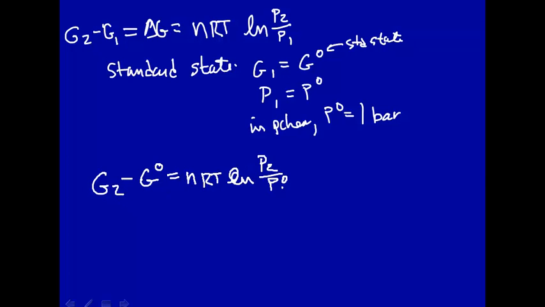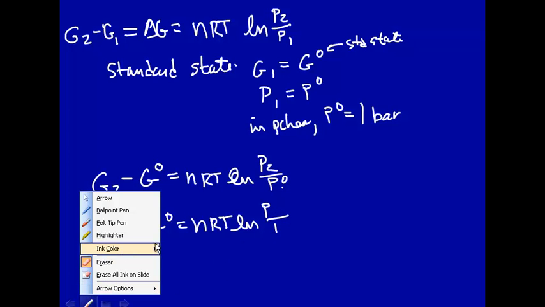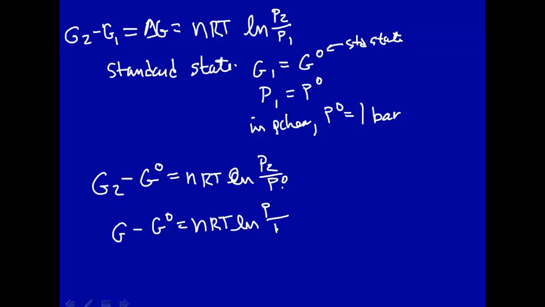And note that's 2 there, so we really don't need to carry around that 2. But, well, we can if we want. Now let's just get rid of it. So G will automatically be 2. G minus G0 is nRT times the natural log of P over P0, getting rid of the 2 on the P, where P0 is the standard.